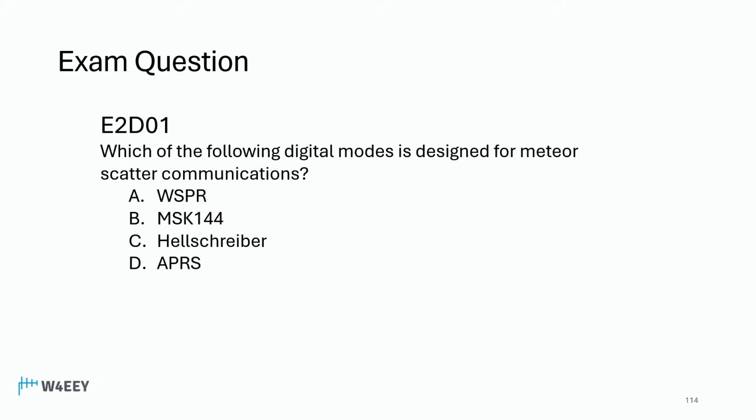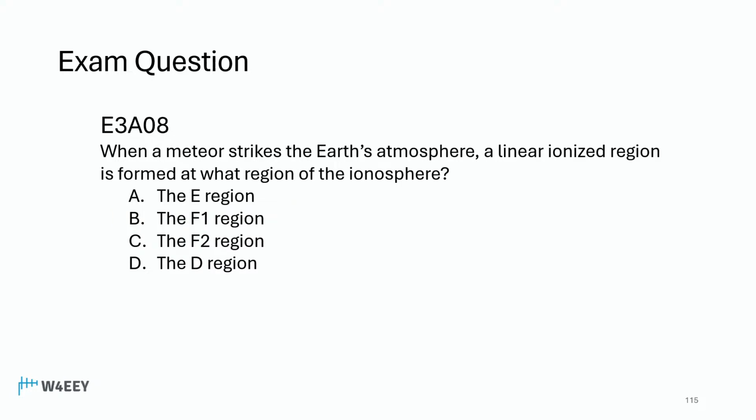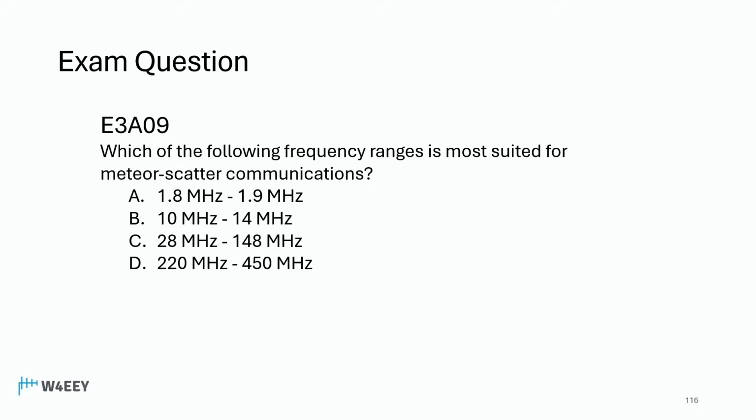Which of the following digital modes is designed for meteor scatter communications? Bravo. It is Bravo, the WSJT suite, MSK 144. When a meteor strikes the Earth's atmosphere, a linear ionized region is formed at what region of the ionosphere? Alpha. Yep, that's where E can help us again. We've got sporadic E happening, and we've got meteor scatter happening there. Which of the following frequency ranges is most suited for meteor scatter communications?